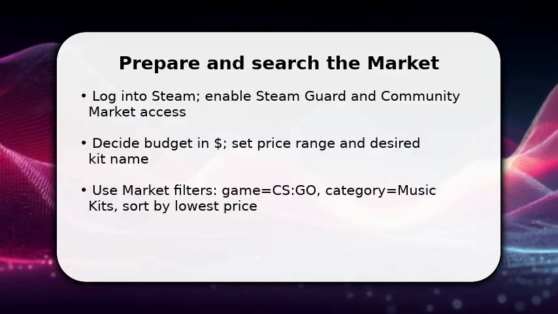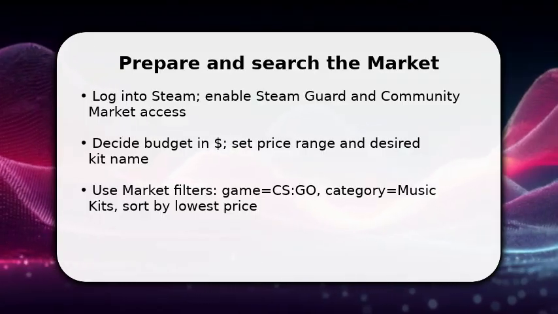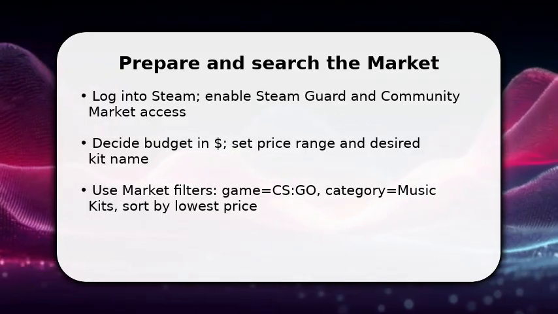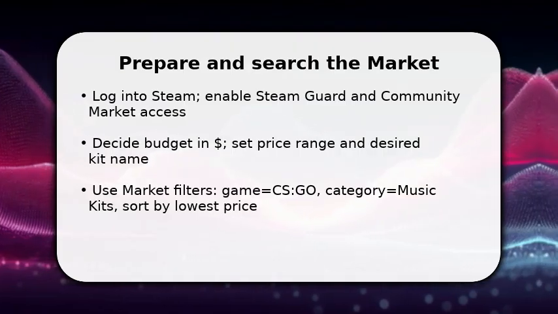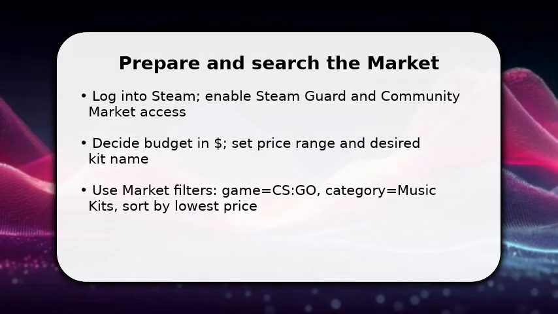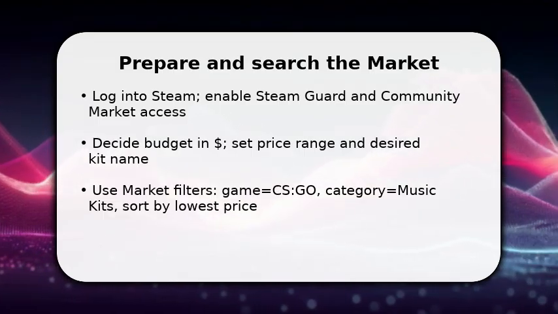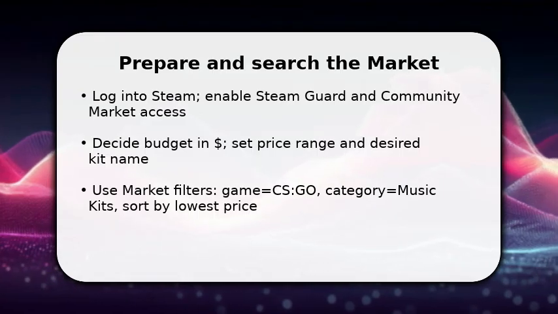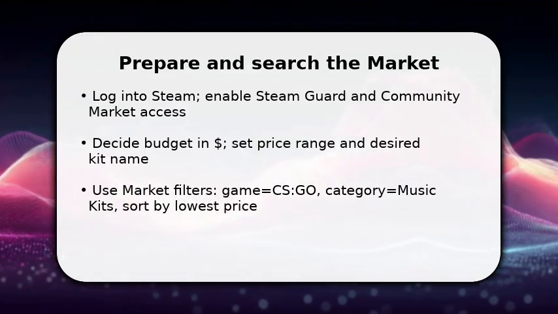You start by signing into Steam and confirming SteamGuard is active so purchases go smoothly. Once done, open the Community Market and filter to CSGO Music Kits. Make sure you set your budget in dollars and pick a clear search term or artist name to narrow results quickly. You want to show only relevant listings.